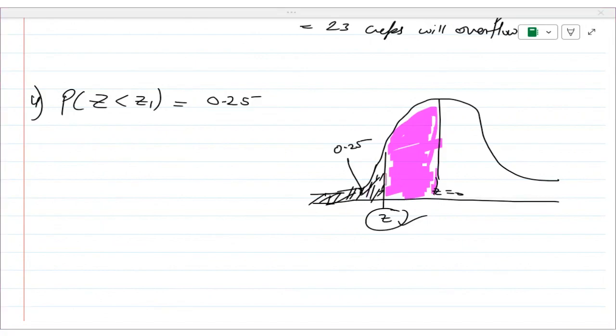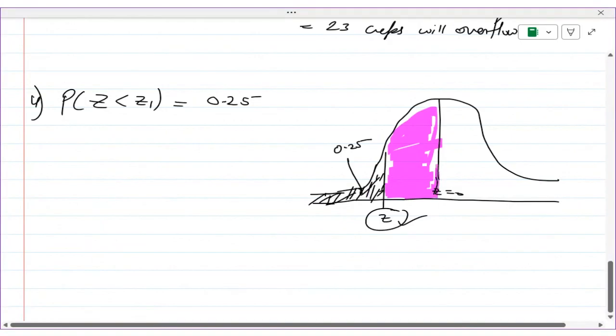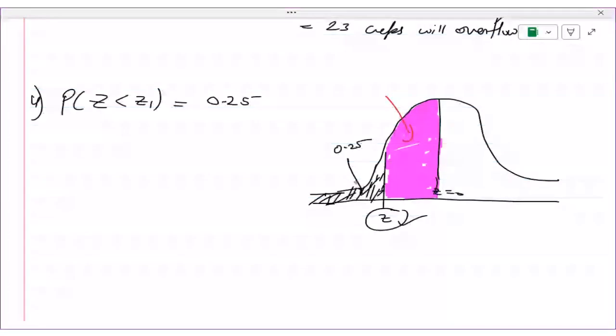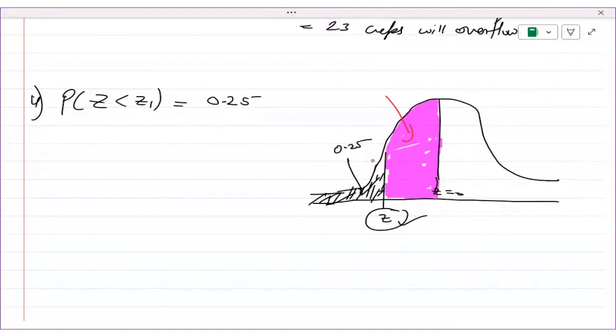No, this pink color only, just the pink color. This is not 75%. The full area is 1. On the left side of 0, we have 50%. Out of 0.5, 0.25 is in the black shaded region, and this pink region will also be 0.25, because 0.5 minus 0.25 is 0.25, and the right side will also be 0.25.